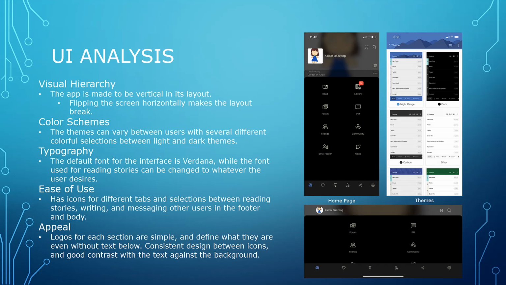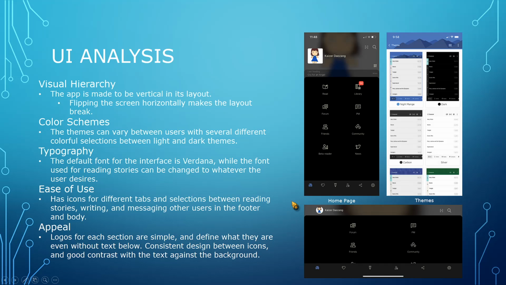This is my UI analysis. The visual hierarchy is more vertical in its layout, being basically like a scrolling app. And if you change it to horizontal, it basically breaks the layout, as you can see down there. There's a variety of different colorful themes to choose from. I went with a dark theme because it was easier on my eyes.